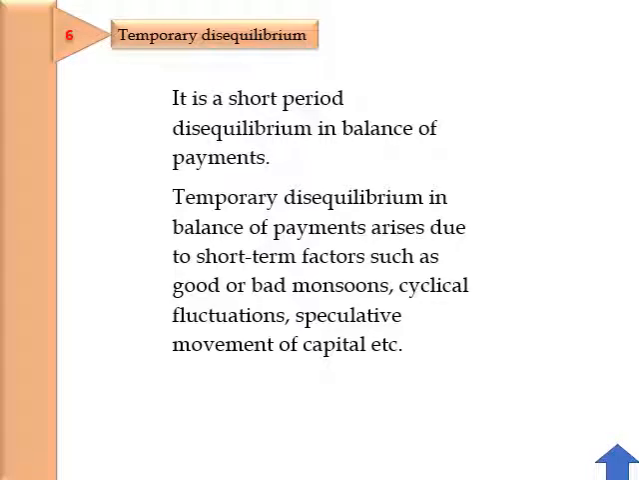Temporary disequilibrium. Disequilibrium in the balance of payment caused by short-term temporary factors such as bad monsoon, cyclical fluctuations, natural calamities, speculative movement of capital, etc. However, in the long run, it will disappear. So, if the balance of payment disequilibrium is caused by short-term, temporary factors, it is called temporary disequilibrium.